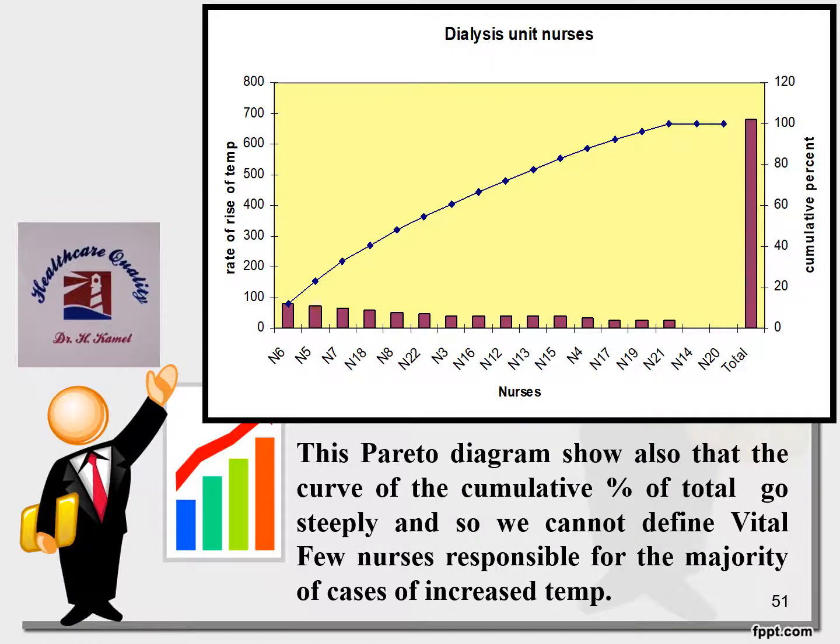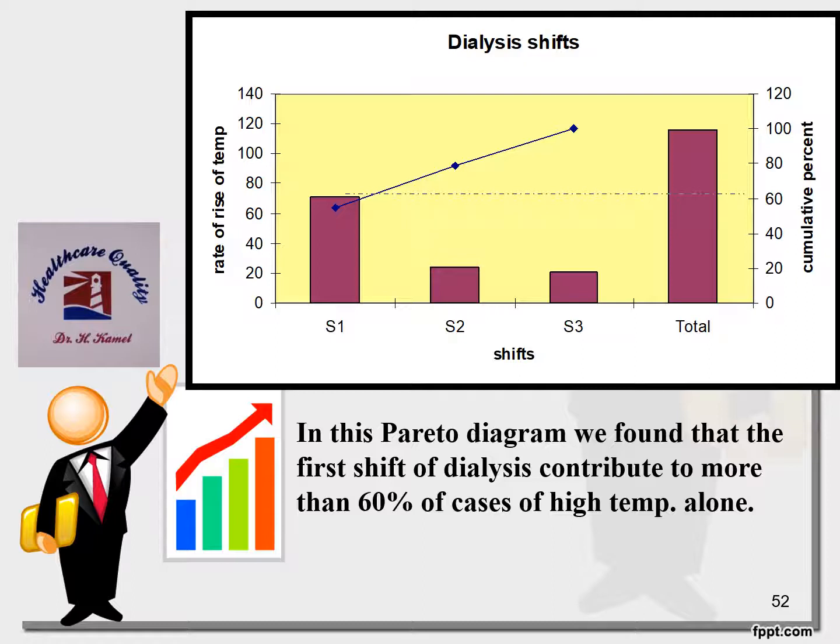Comparing patient data according to the responsible nurse shows also that the curve of the cumulative percent of total goes steeply, and so we cannot define vital few nurses responsible for the majority of cases of increased temperature. Comparing data between daily shifts of dialysis, the first shift, the second shift, and the third shift, we found that the first shift of dialysis contributes to more than 60% of cases of high temperature alone.